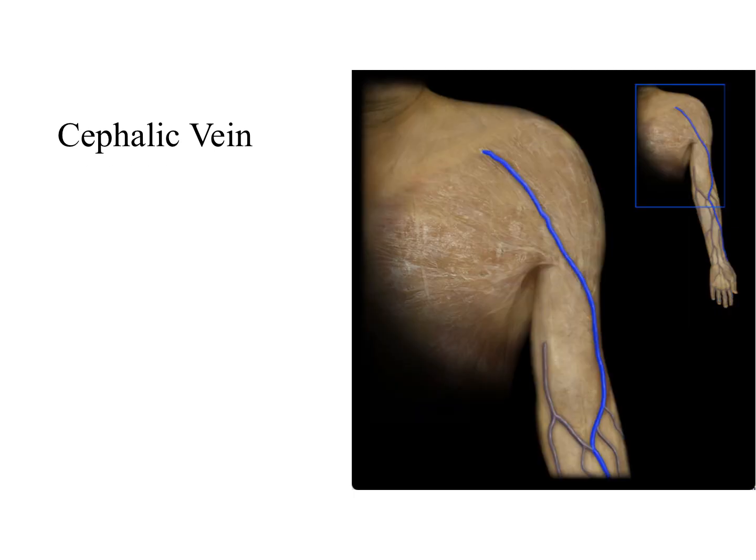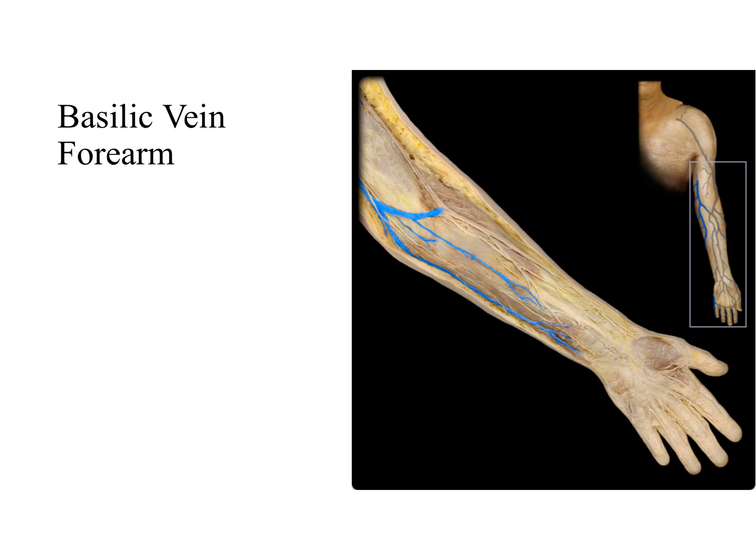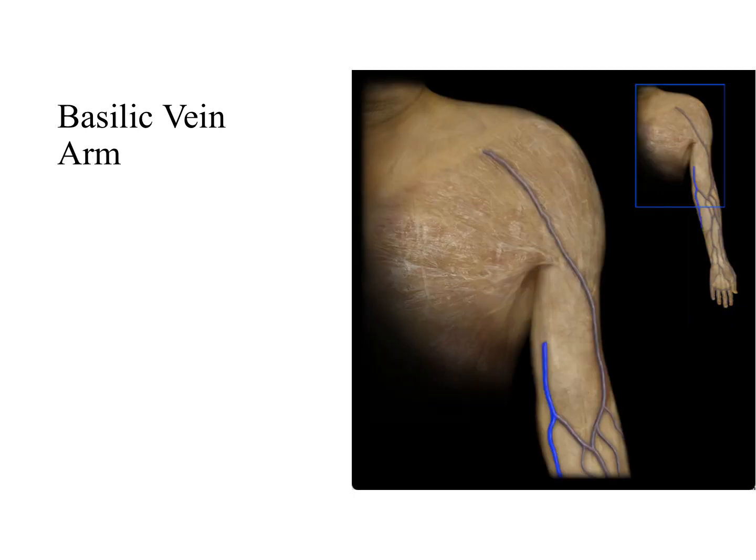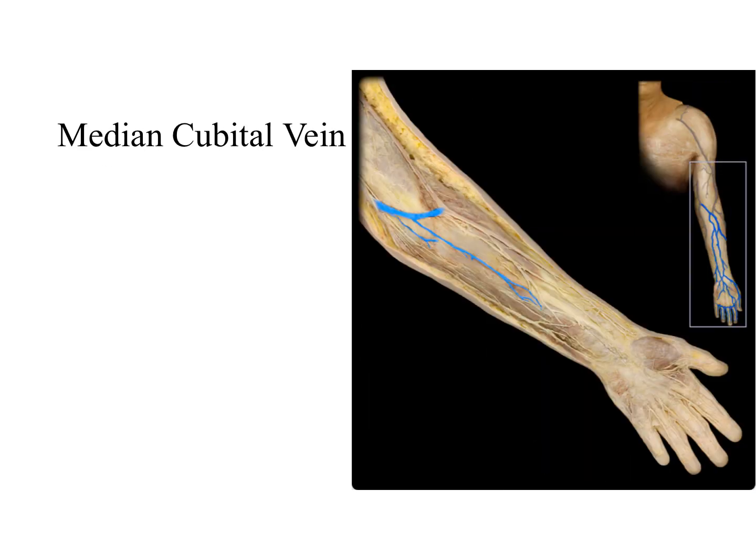And here we see the cephalic vein along the posterior humerus into the shoulder. This diagram shows the basilic vein in the forearm on the medial side. And here we see the basilic vein in the arm, again on the medial side. This is the median cubital vein, which is an area that anastomoses between the basilic vein on the medial side and the cephalic vein on the lateral side.